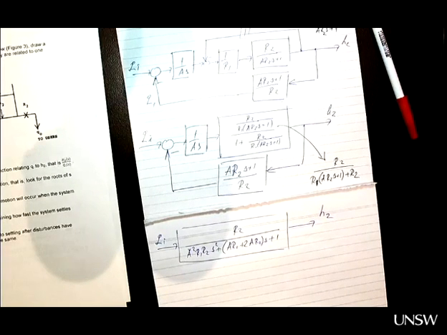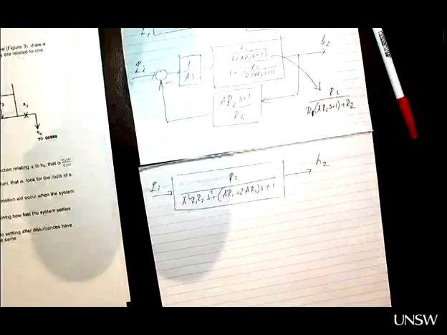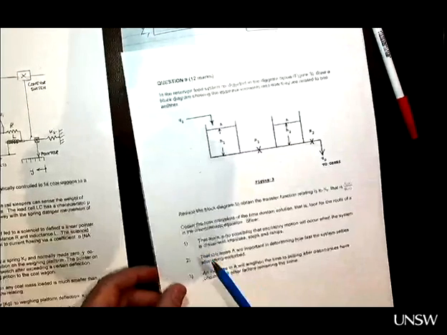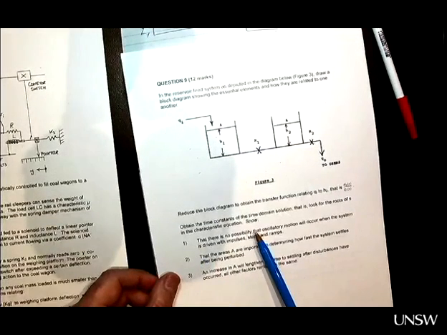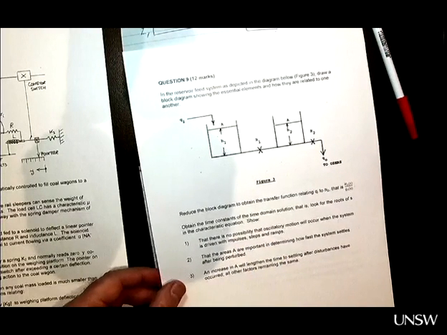So having done this, now we have our transfer function. We can answer a few more questions, 3 more questions. So question 1: obtain the time constants of the time domain solution. That is, look for the roots of S in the characteristic equation.